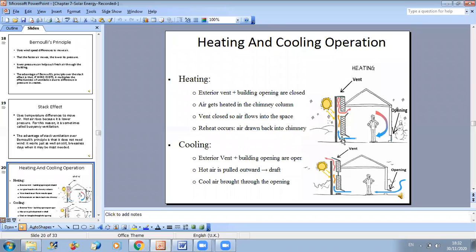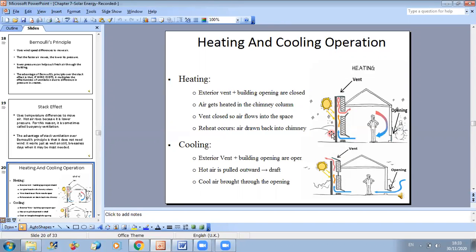Okay, so first let us consider the heating season. Here we rely on stack effect, on rise of air due to solar heating. As you can see here, you have a facade. This facade is exposed to sun. In general, we put our system on a facade that is exposed a high number of hours to sun, even in winter.